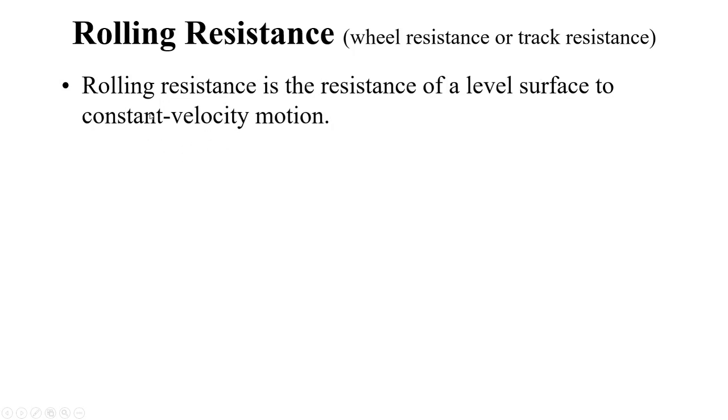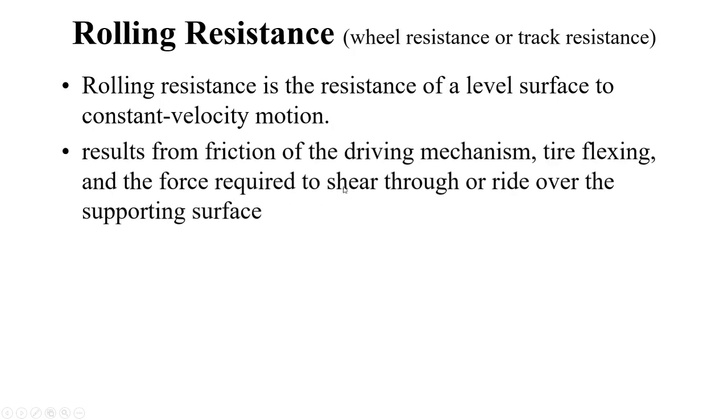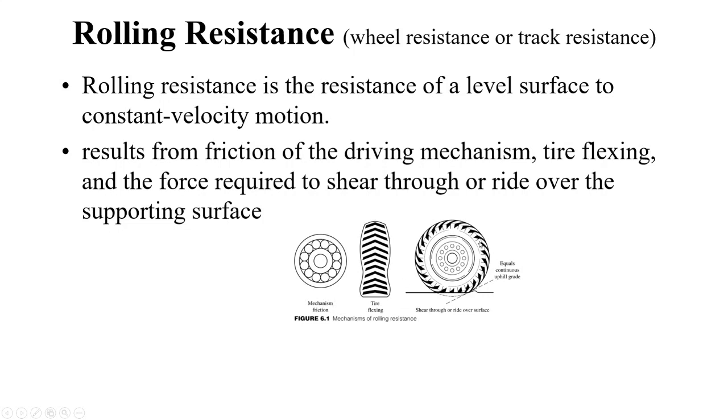It means there is no change of speed. You're moving at a constant speed on a level surface. The resistance of that surface against moving is called the rolling resistance. It comes from the friction between the machine and the supporting surface. And obviously, it depends on the type of tire, the size of the tire, the thickness, the tread of the tire. Is it full tread or is it used or in poor condition? I will discuss this in the next slide.